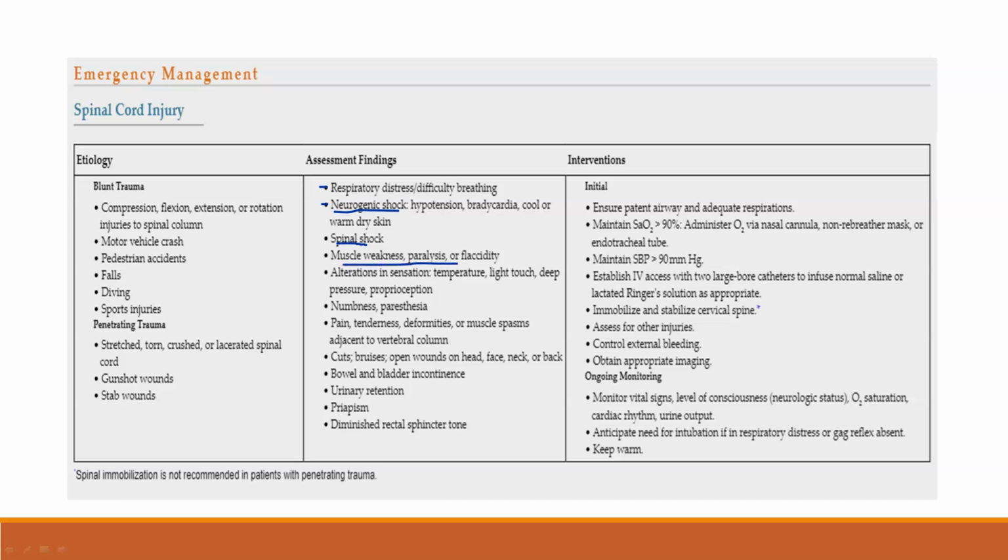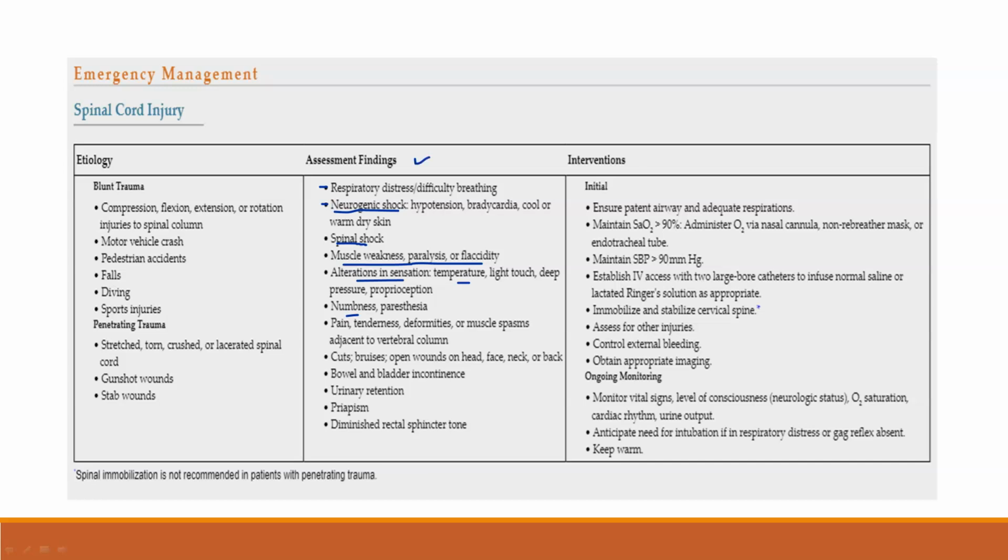We talked about muscle weakness, paralysis, alterations in sensation, especially with temperature, numbness, paresthesia, pain, tenderness. Make sure we're teaching them about inspecting themselves, performing good bowel and bladder care, looking for methods to relieve urinary retention. Talk to them about maybe there's some issues with priapism or diminished rectal sphincter tone, so that's neurogenic bowel. Those are our assessment findings.